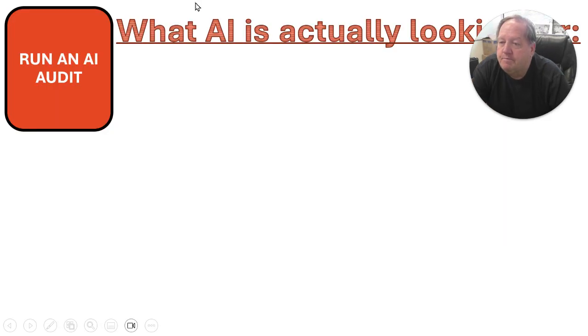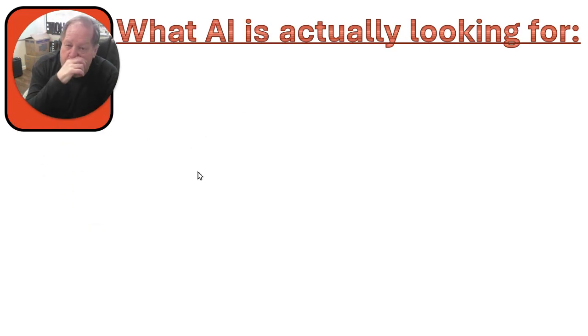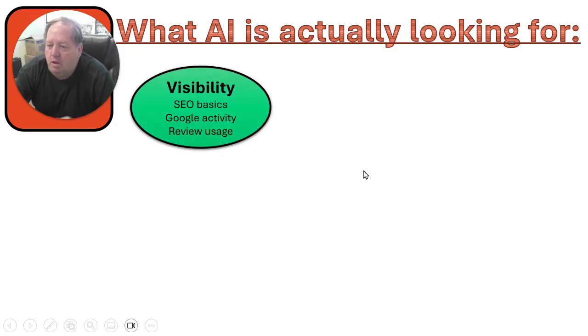Right? Okay. So, in running your audit, let's start with what AI is actually looking for when you instruct it to do the audit. It's looking at the visibility of the business. Check search engine optimization, the Google activity, reviews, visibility obviously is important.